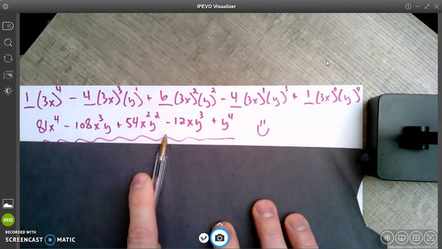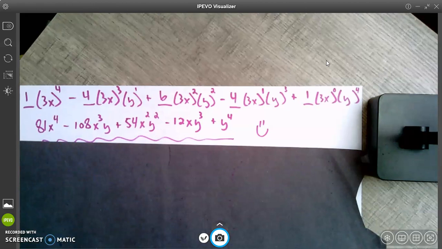81x to the 4th minus... well, you can read it. That's it. Okay, that's expanding binomials. Come back. The second video will be about finding specific terms. What is the sixth term of this gigantic expansion? Well, I don't want to have to go do the gigantic expansion. I just want to go straight to that term, and I'll show you how to do that. See ya.